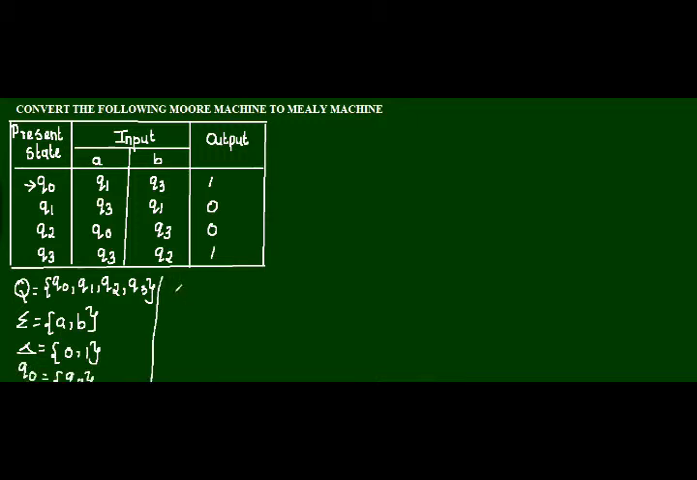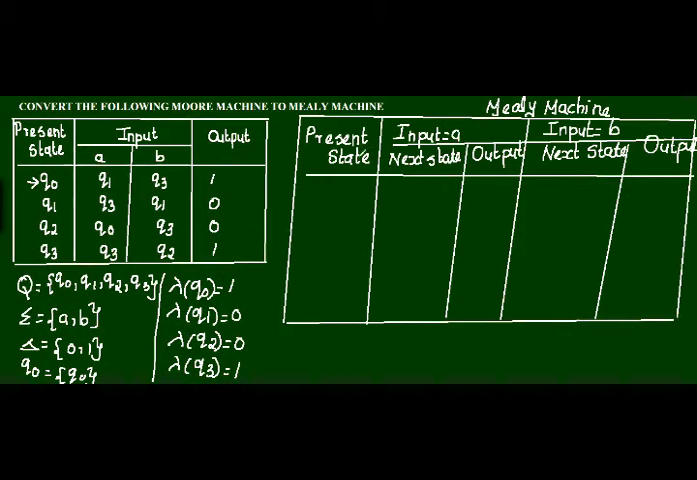Now output transition, lambda of Q0. Output of Q0 is 1. Output of Q1 is 0. Output of Q2 is 0. Output of Q3 is 1. Now let me draw transition table for Mealy machine. And now I am going to construct Mealy machine.